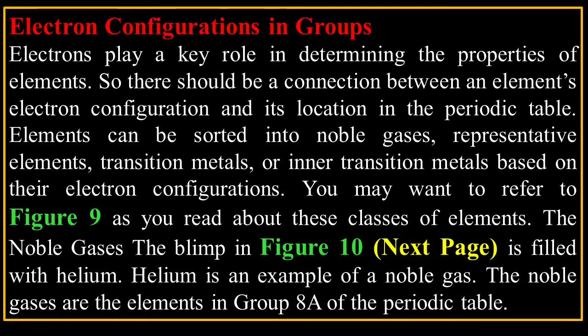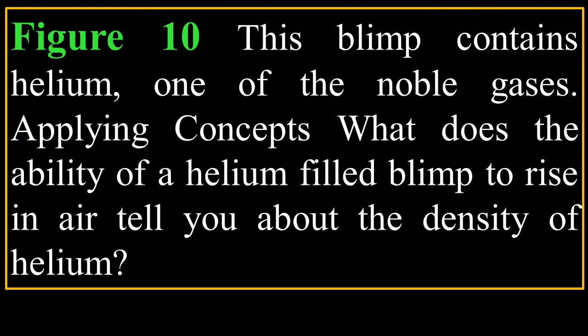The noble gases. The blimp in Figure 10 on the next page is filled with helium. Helium is an example of a noble gas. The noble gases are the elements in group 8A or 18 of the periodic table. This blimp contains helium, one of the noble gases. Applying concepts. What does the ability of a helium-filled blimp to rise in air tell you about the density of helium? Helium is not very dense.